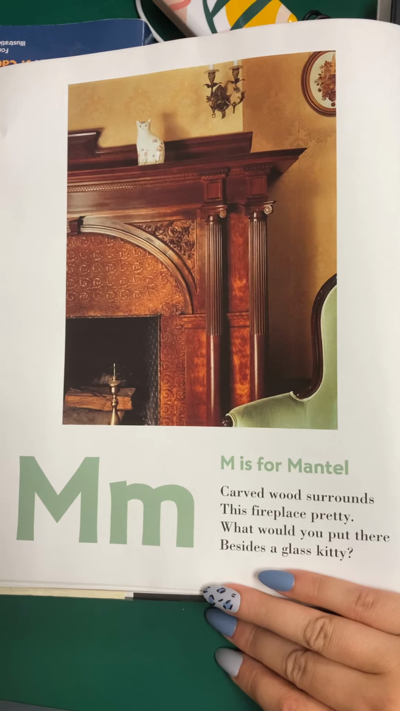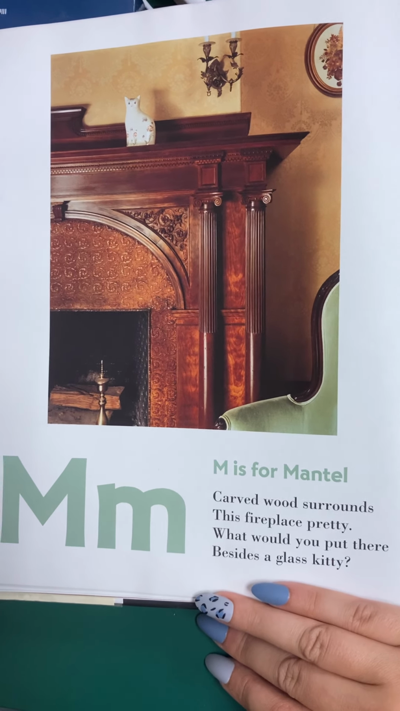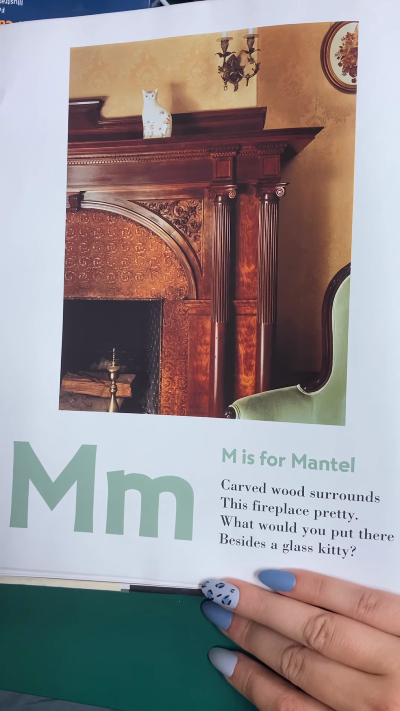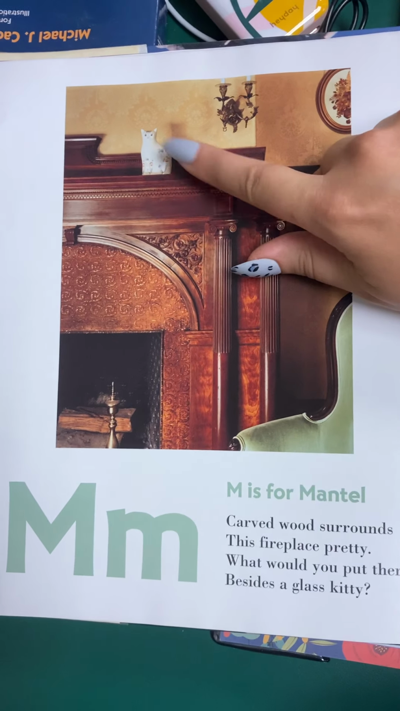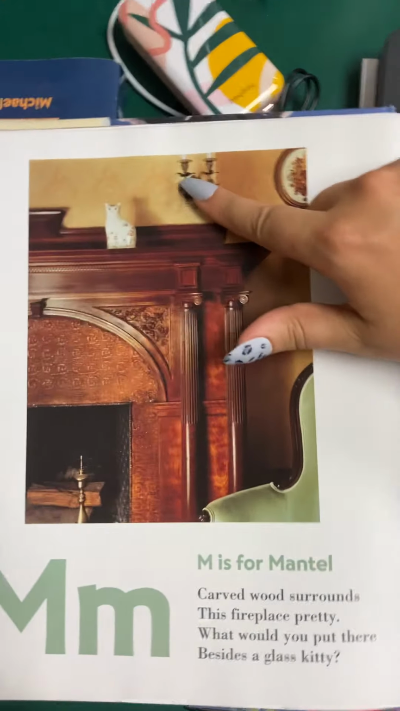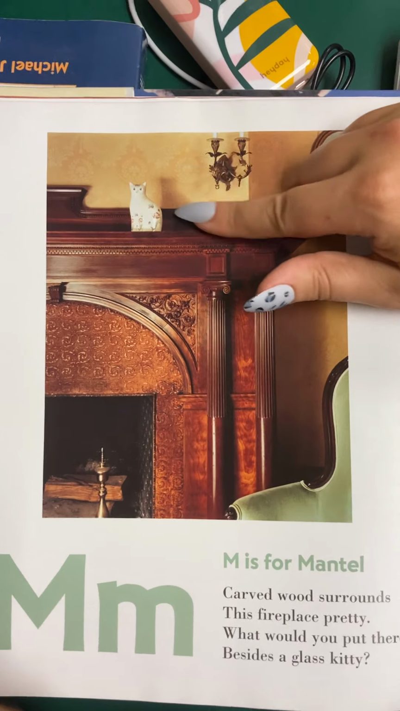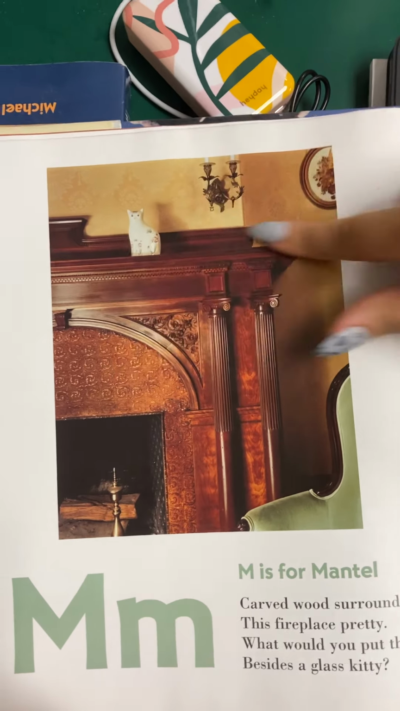M. M is for mantle. Carved wood surrounds this fireplace pretty. What would you put there besides a glass kitty? I don't know if you need anything else. I like that glass kitty. A lot of times people put photos of their family, or if they've found something or won something or invented something. It's a good place to display stuff.